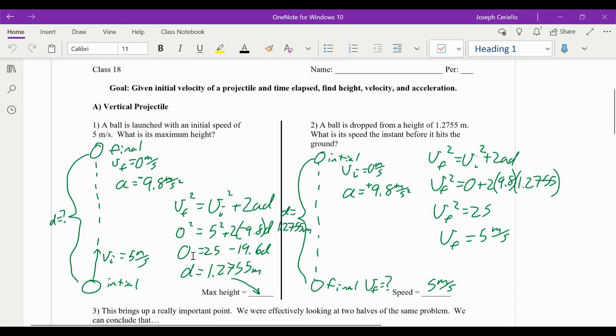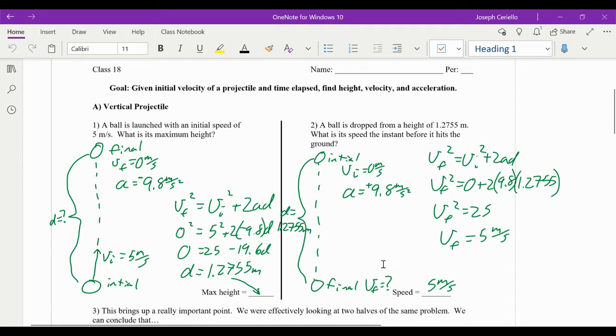Now the next question, this might look a little familiar. The ball is now dropped from a height of 1.2755 meters. So it's dropped from the same height that this one reached. So it's a different question altogether. The initial velocity, since it's dropped, is 0 meters per second. The acceleration is positive 9.8 meters per second squared. Why is it positive now? Because we're dropping it, so the initial direction of motion is down. The acceleration is therefore helping the initial direction of motion. It's falling 1.2755 meters, and the final velocity is what we're looking for.